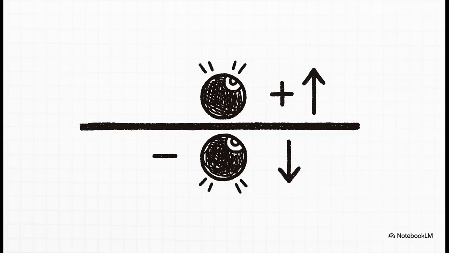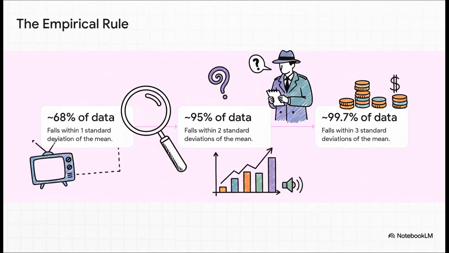A negative score means it was below average. And a Z-score of 0 is perfectly, totally average. The bigger the number, whether it's positive or negative, the more unusual that week was. Simple as that. Now for data that's roughly bell-shaped, there's this amazing shortcut called the empirical rule.